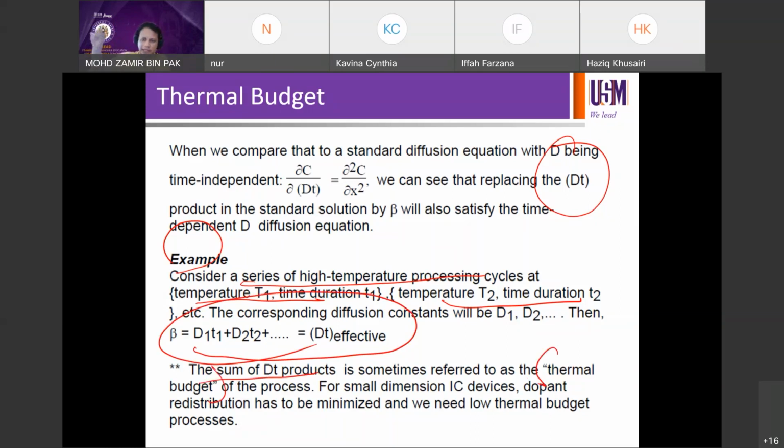So in the process flow you will have thermal budget introduced by processes that are not diffusion. For small dimension IC devices, dopant redistribution has to be minimized, and we need low thermal budget processes. So if you're working on state-of-the-art technologies like 7, 5, 3, 2 nanometer, if you're continuously imposing high thermal budget processes in the process flow of your IC fabrication, you're actually altering bits of the DT properties in your device.